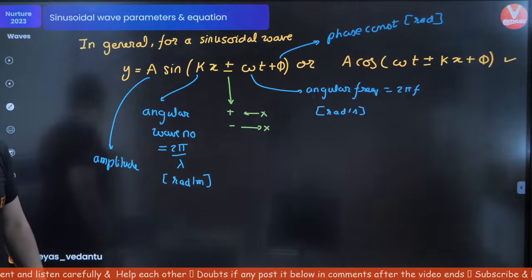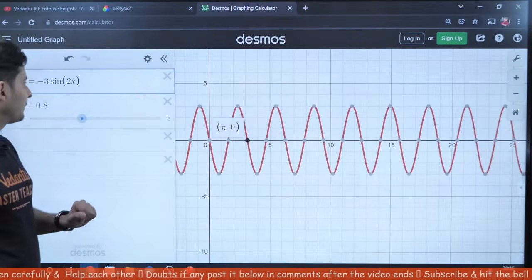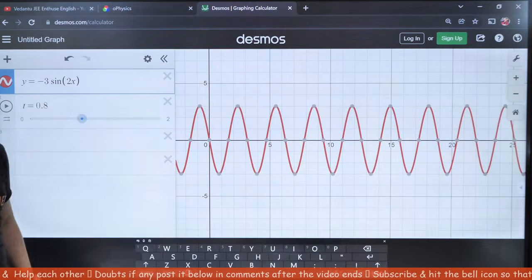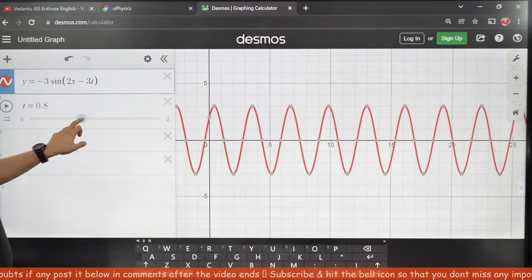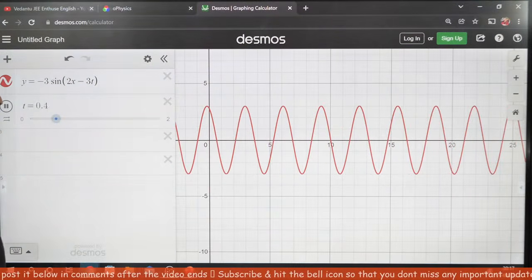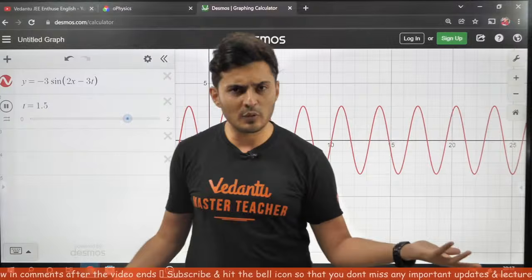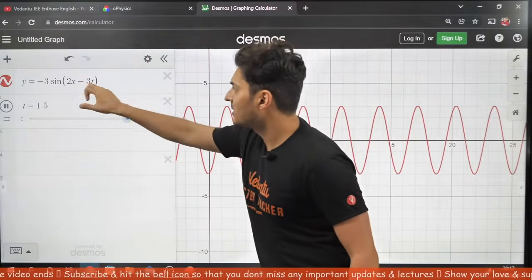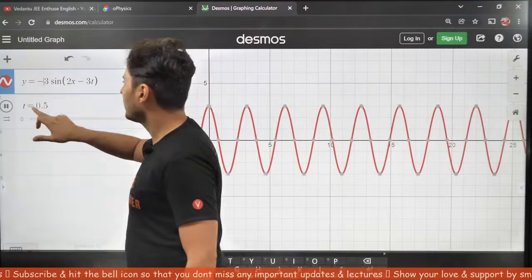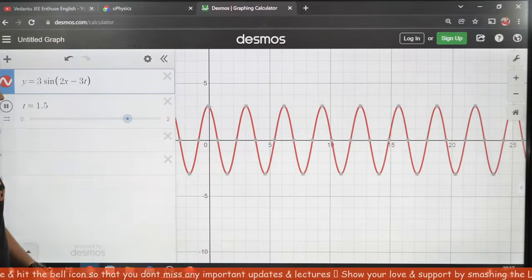Observe this graph in Desmos. You will get a hang of it. I'll just put the wave equation over here, minus 3t, and let's see how the wave goes. The wave is going towards the right side beautifully. That's what we would expect, because there is a minus term inside. This minus is not necessary as such. Let's get rid of it.